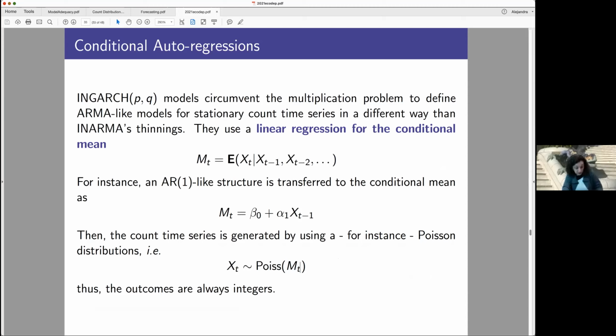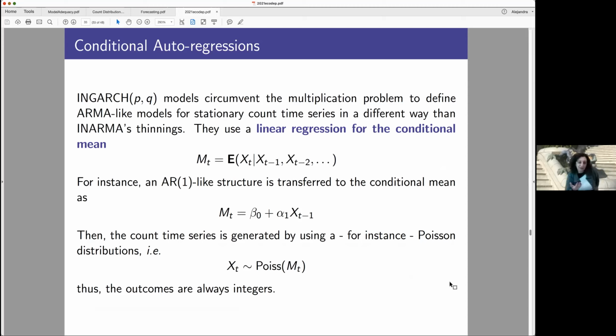Okay, so why do we call this an INGARCH? One thing which is very important: this is not a universally accepted name. There are a lot of people that call this just conditional autoregression and not INGARCHes. A GARCH, an ARCH process, is an ARMA for conditional variances.